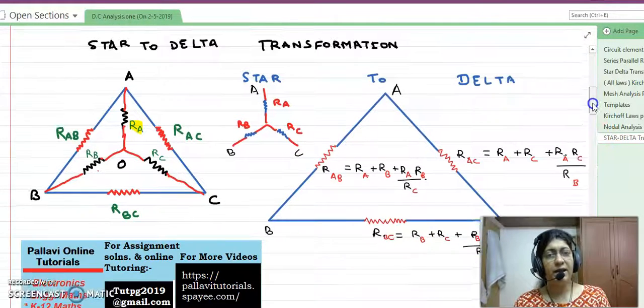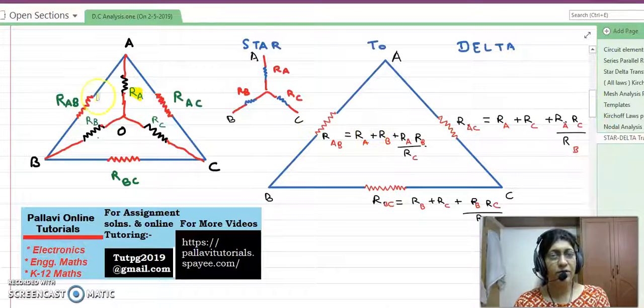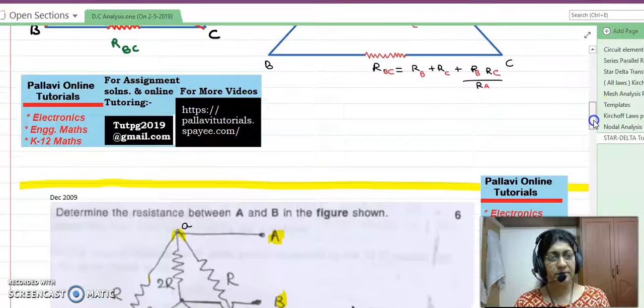Now again I am repeating that the values of Ra, Rb and Rc cannot be interchanged. If you are drawing the delta ABC, its corresponding Ra, Rb and Rc should be drawn accordingly. They cannot be interchanged in any case. Your problem will go wrong if you interchange any of these resistors, unless and until all three resistors are equal. Going forward to the next point.